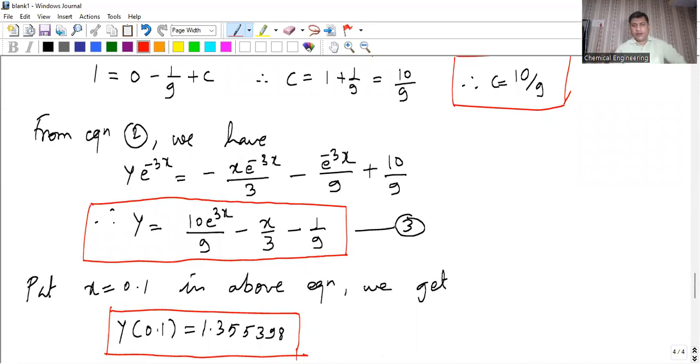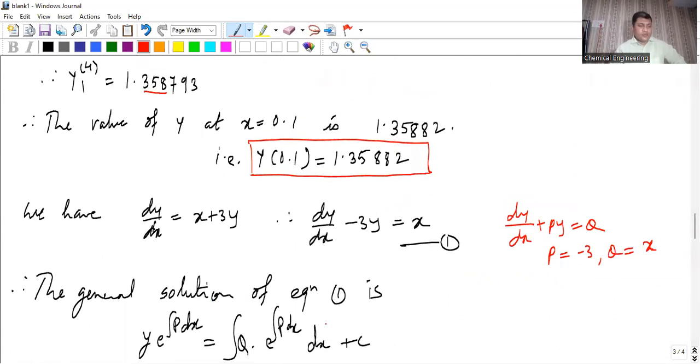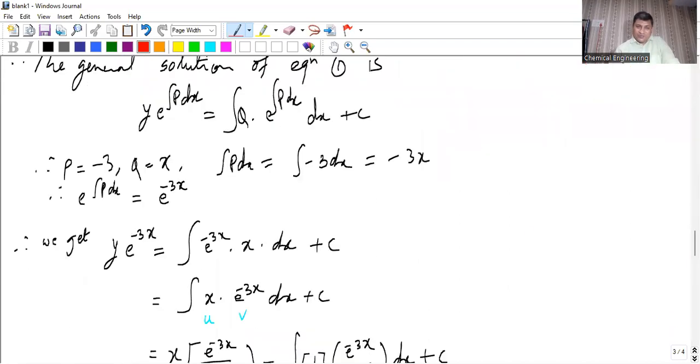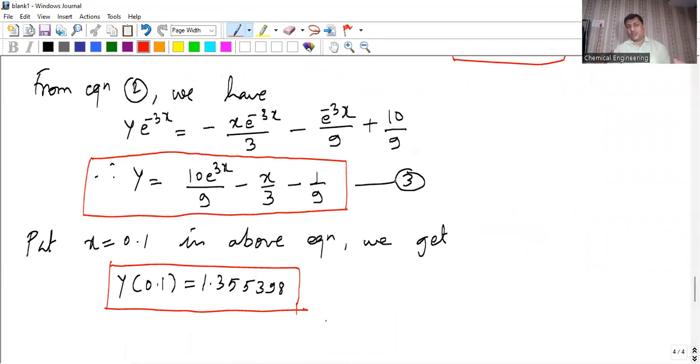Now you can compare the value that we have obtained. So what is the value we have obtained? 1.3588. So you can see the error between the approximate solution, the numerical solution, and the exact solution. The solution that we have obtained is accurate up to 2 digits because 1.35 is matching. Rest of the digits are not matching. So that's what we have.